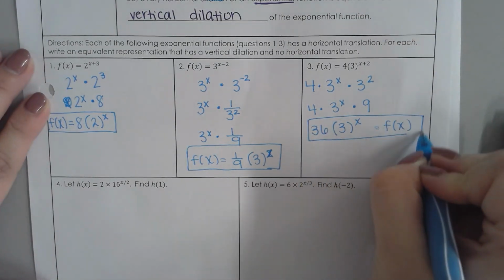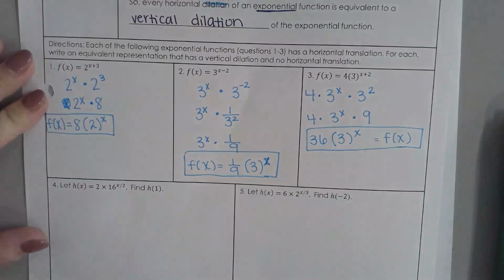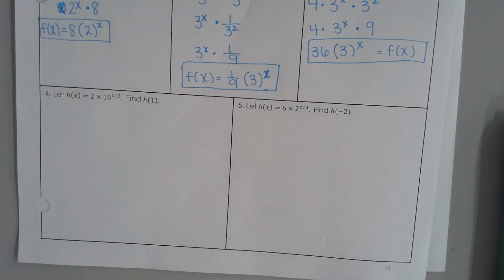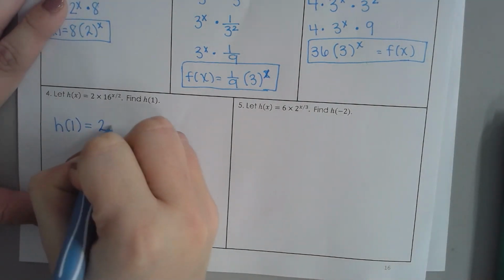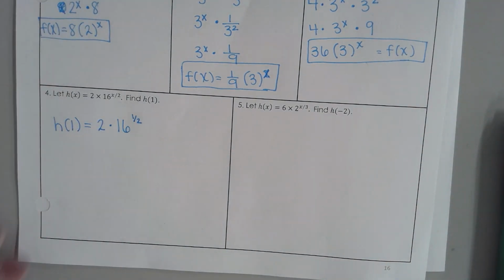We're going to do these last 2 here, and we'll save this tough back page for tomorrow. So let h of x equals 2 times 16 to the x over 2. Find h of 1. We're just plugging in a 1 for x. So h of 1 equals 2 times 16 to the 1/2. I want you doing this without a calculator, so I don't want you just typing that in.